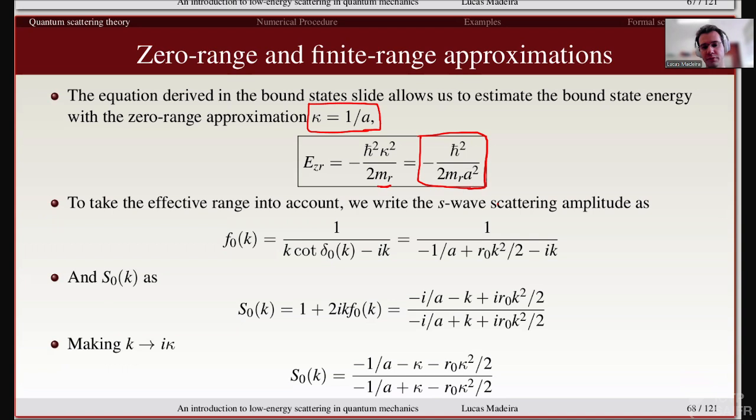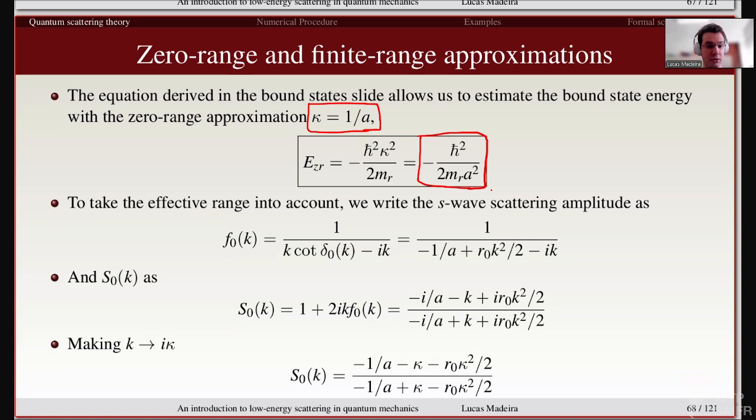This is in agreement with what I showed before in that other slide, because every time that the scattering length is infinite, the bound state energy is 0. So when the bound state first appears, it has 0 energy. As we increase the attraction, it gets more bound, right? But that's the main result here, that for a zero range, the energy of my two-body bound system is just related to 1 over A squared.